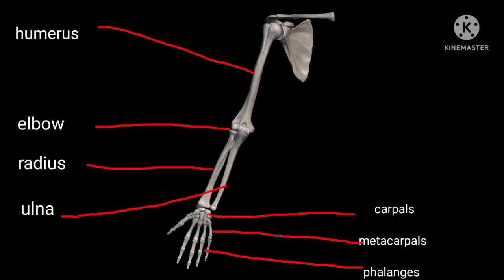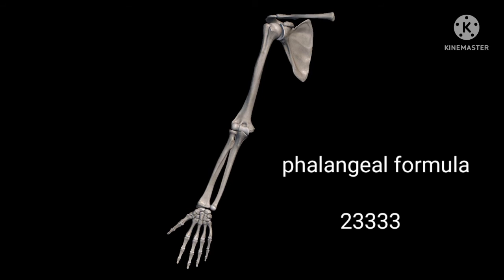Now let's see the upper limb, which consists of a single bone in the upper arm called the humerus, and in the elbow joint the humerus joins with two long bones called the radius and ulna. After the radius and ulna there is the wrist, and in the wrist joint there are short bones called carpals. After that, the palm is made up of the metacarpal bones and the fingers are made up of the phalanges. Now let's recall the phalangeal formula, counting the digits from medially, that means from the thumb: 2, 3, 3, 3, 3.